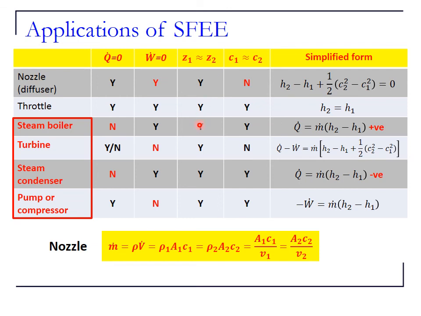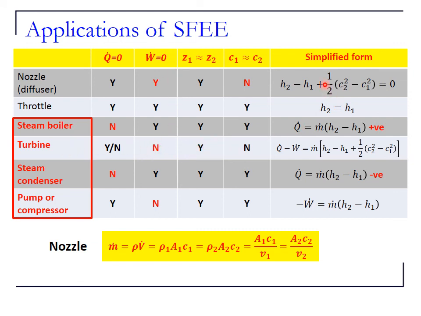For example, for a steam boiler, the heat transfer will definitely not be 0, so this assumption cannot be applied to a steam boiler. So it's no here. And then for the turbine, the work transfer cannot be ignored. So this is definitely a no for work transfer is 0. This assumption is not applicable to the turbine.